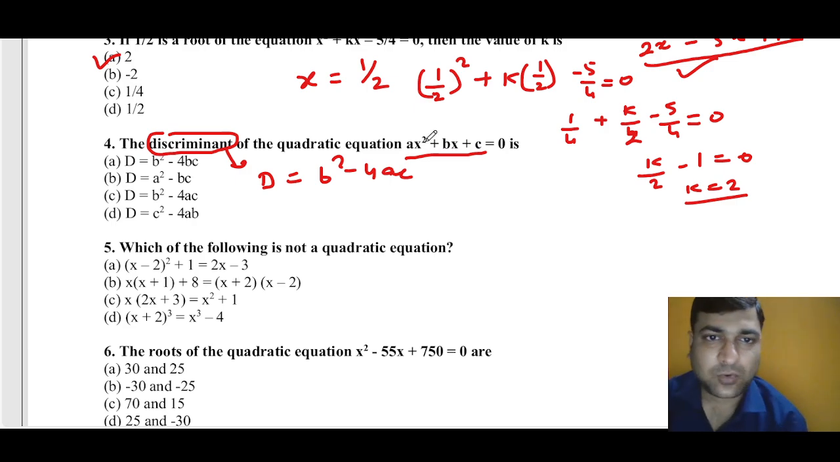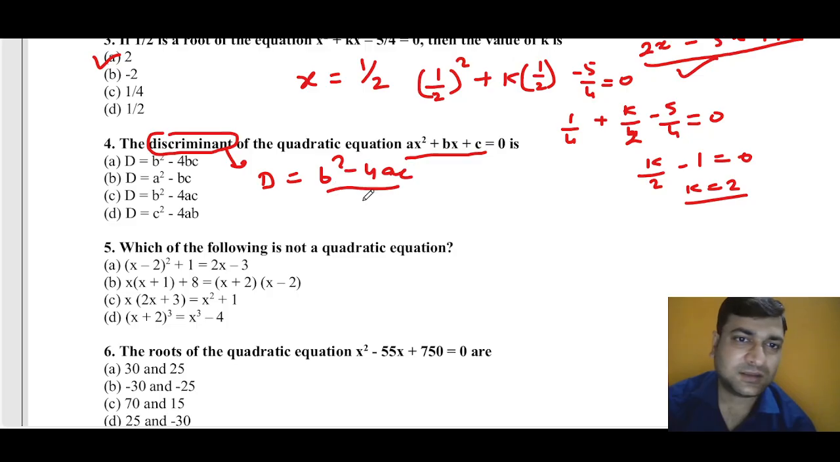A is the coefficient of x square. B is the coefficient of x. C is the constant part. So in this equation, b square minus 4ac is the discriminant.